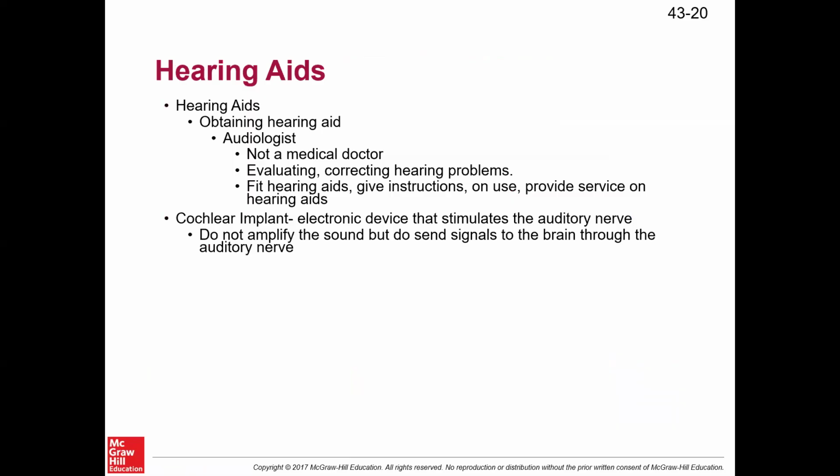There's some additional information about hearing aids there. They're typically done with an audiologist. They'll have a fitting and give them instructions. A cochlear implant is an electronic device that stimulates the auditory nerve. It does not amplify the sound, but they do send signals to the brain through the auditory nerve. And that's it for that chapter.